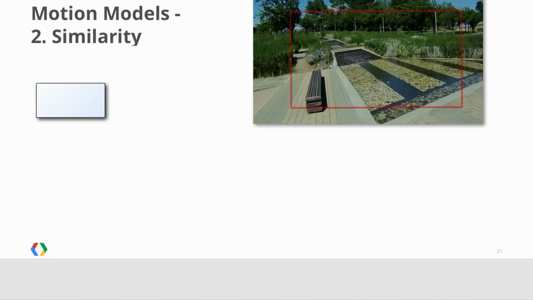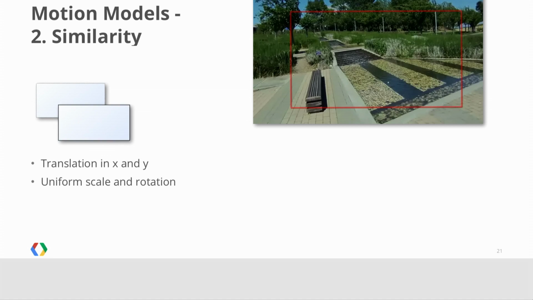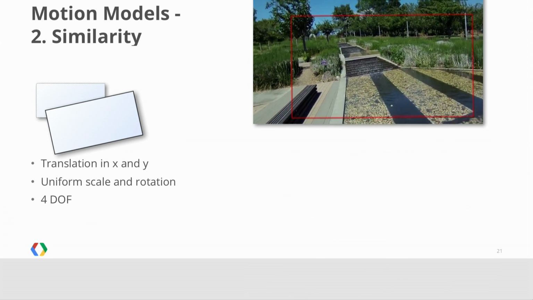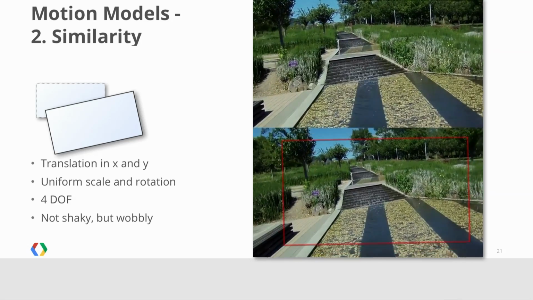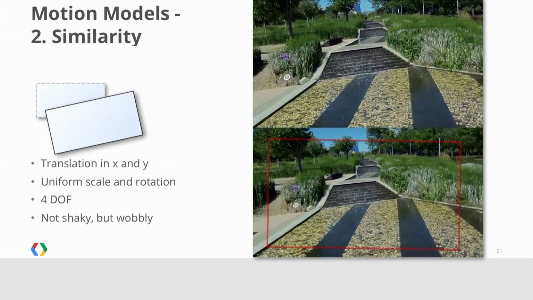In this case, we have a similarity. A similarity has now translation x and y, as well as scale and rotation. So we're looking at 4 degrees of freedom. And if we use that to stabilize the video, we see it is not shaky, but it's still quite wobbly.